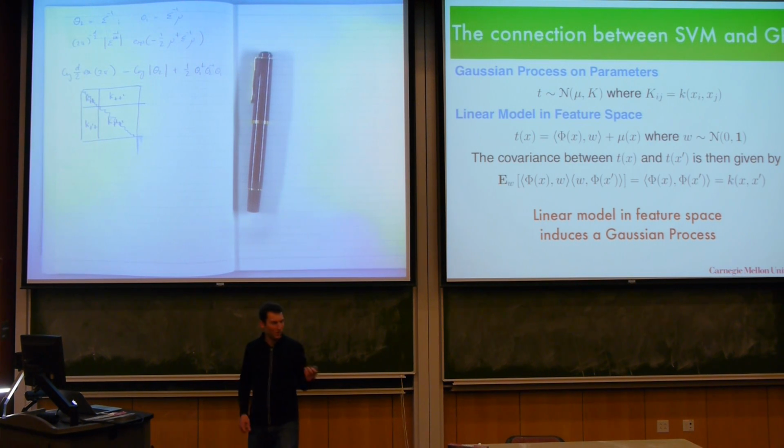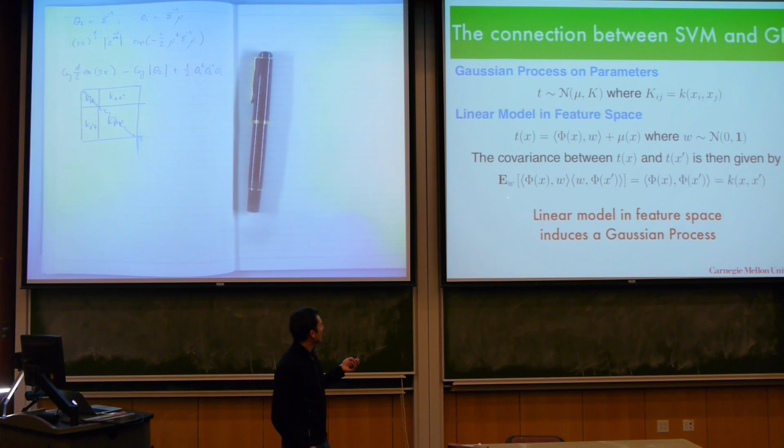So let's just write it out. Well, this is the expectation over w of the covariance between T of x and T of x prime. I've already subtracted the mean because otherwise the equation keeps missing.